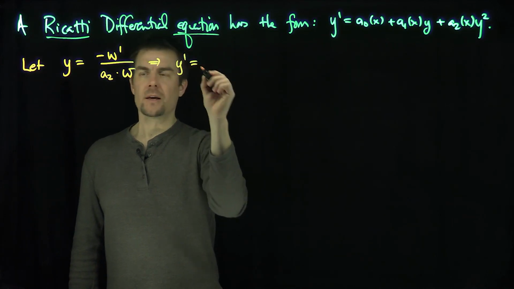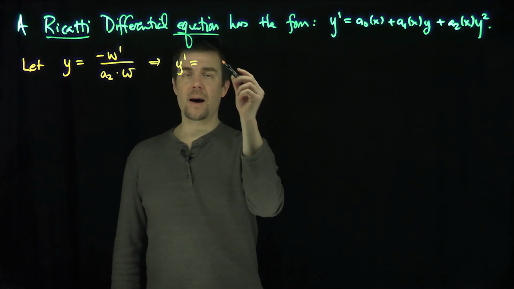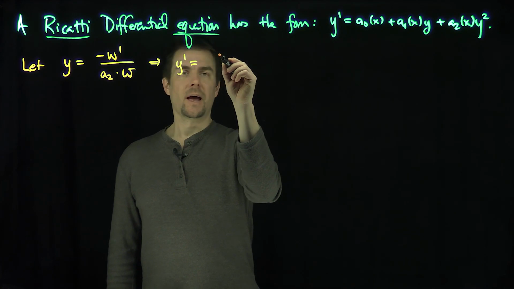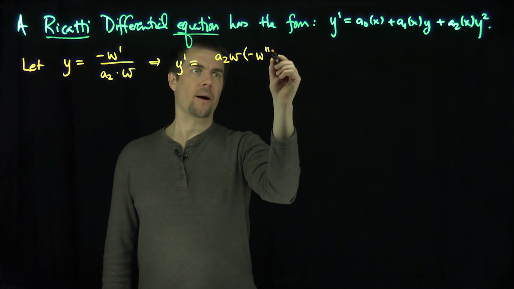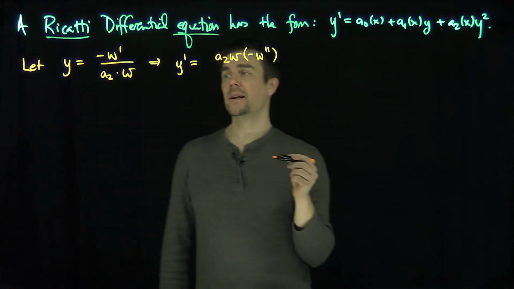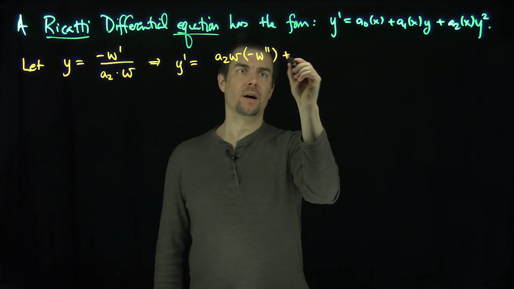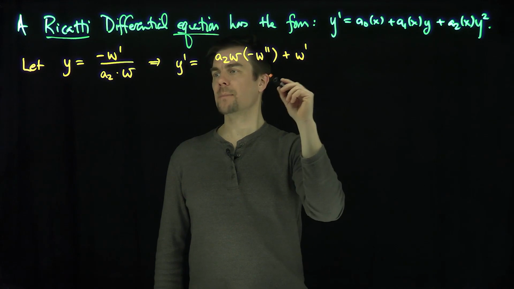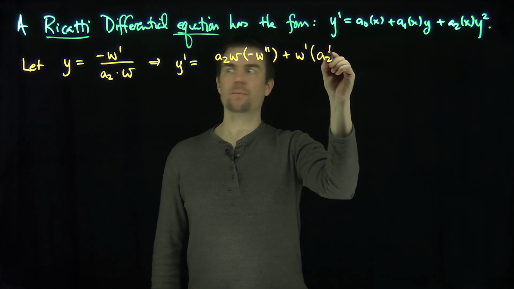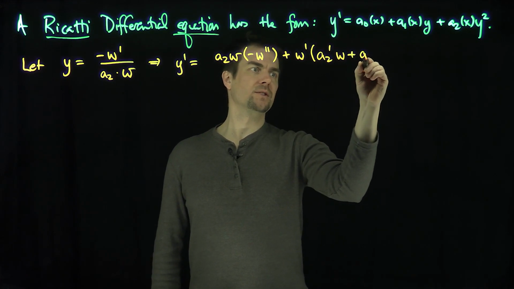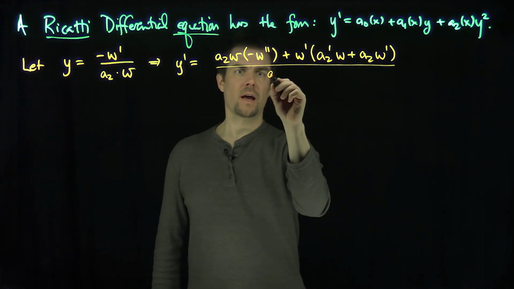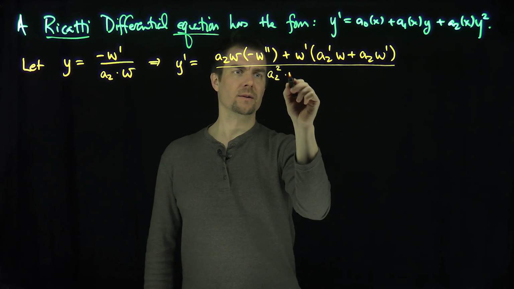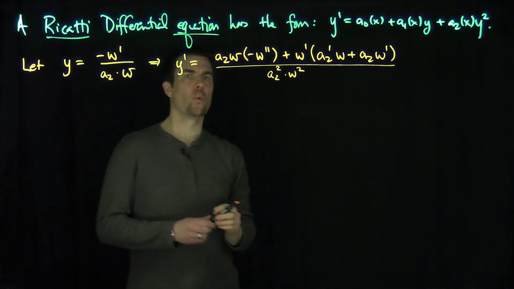So y prime is going to be the bottom times the derivative of the top. That's going to be a2 w times negative w double prime. That's the derivative of the top. Minus the top, so that's going to be a plus w prime times the derivative of the bottom. So that's going to be an a2 prime w plus a2 w prime, all divided by a2 squared times w squared. That's what y prime is going to be.